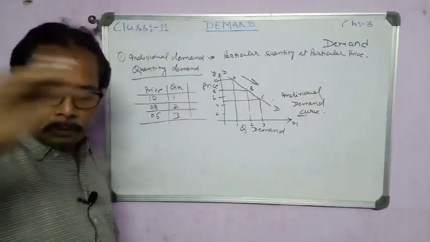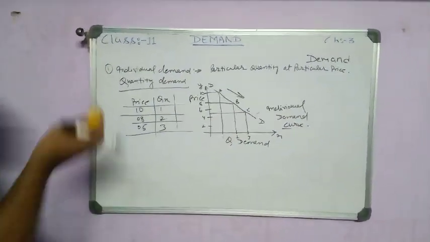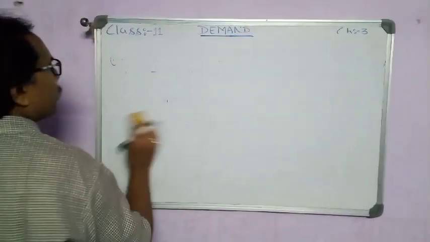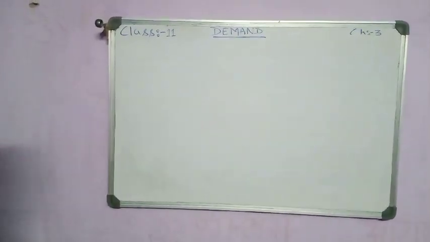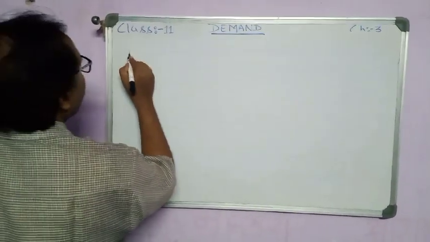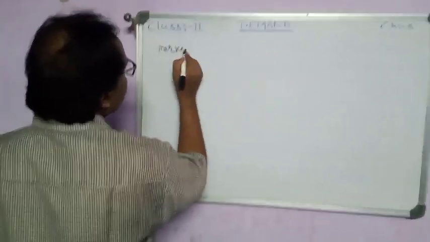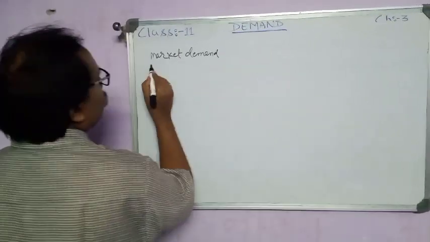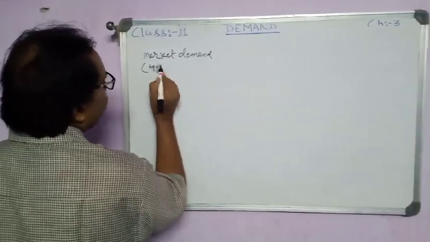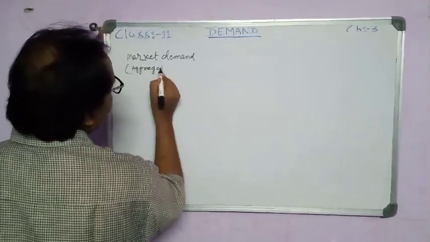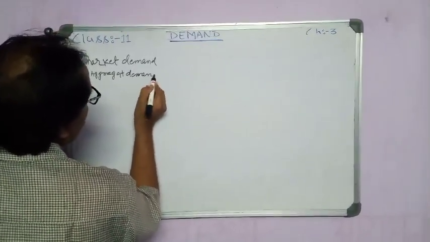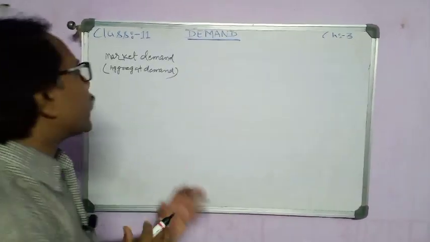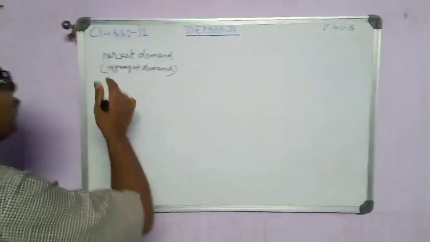Is it clear? Now come to the market demand. So what is the difference? Market demand is also known as aggregate demand. But really it is not the aggregate demand. However, only to understand, I am going to explain it as the aggregate demand.